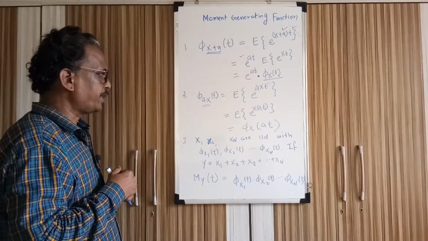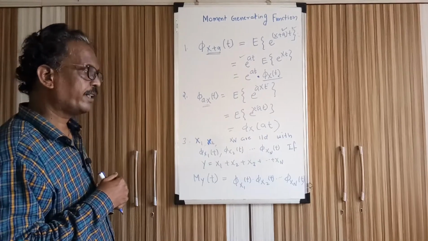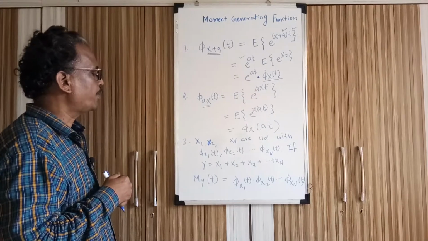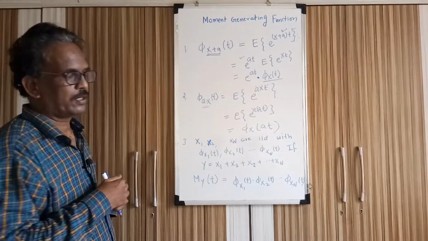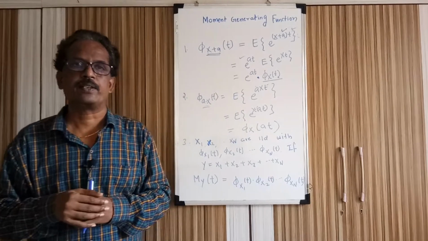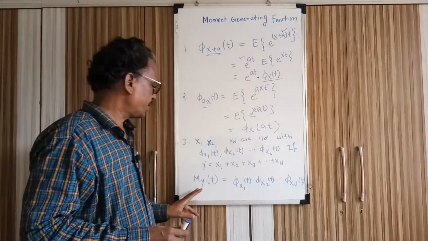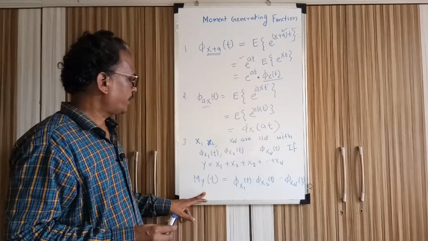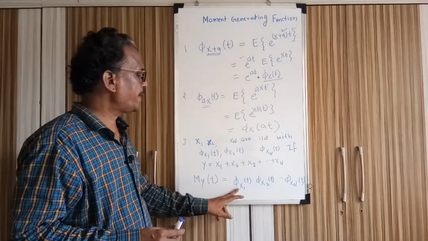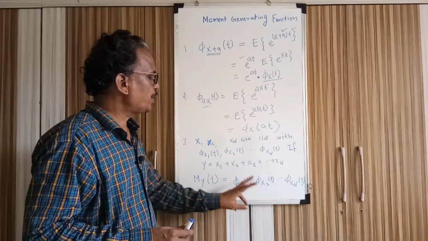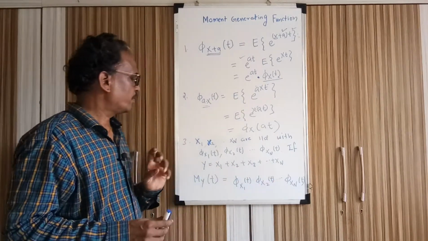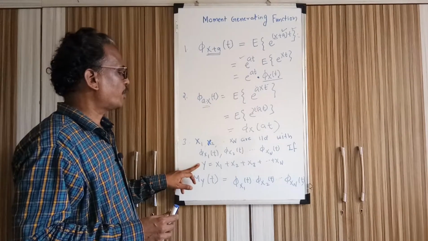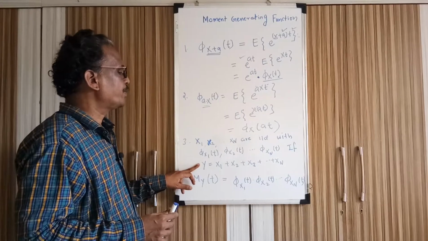respectively. And y is a random variable which is obtained by adding all n random variables. So then what happens to the moment generating function of y? Y is an addition of random variables. In that case, the resultant moment generating function phi y of t, this is the moment generating function of y, is nothing but the product of individual moment generating functions. So the moment generating function of y is equal to the product of individual moment generating functions.